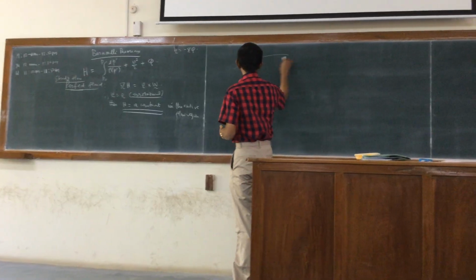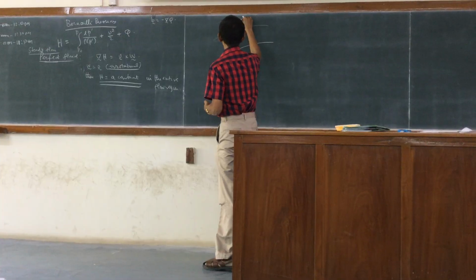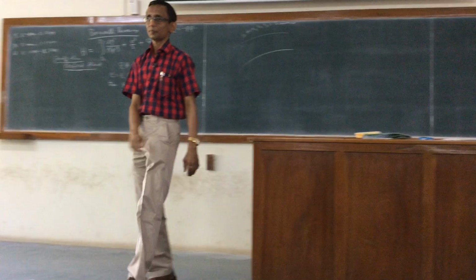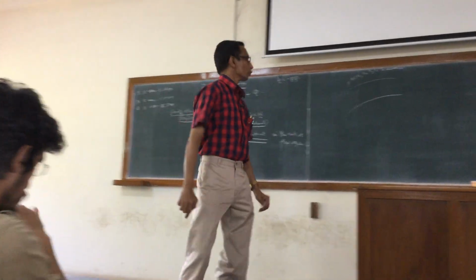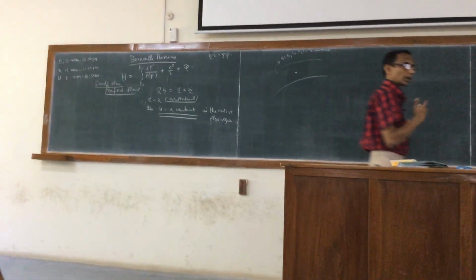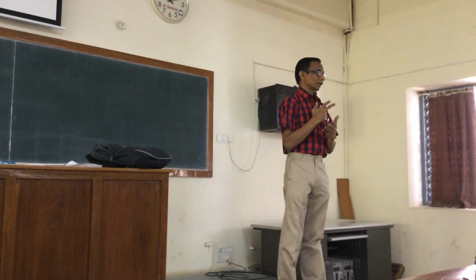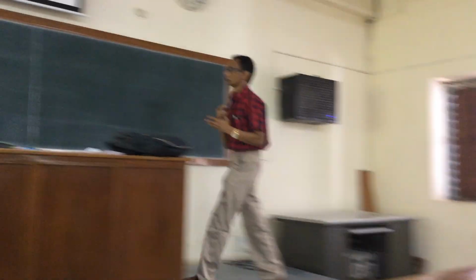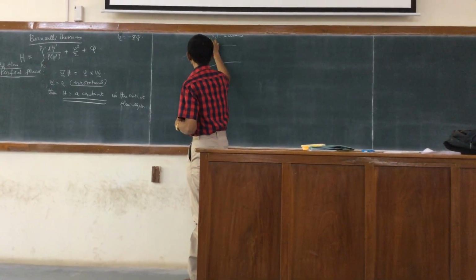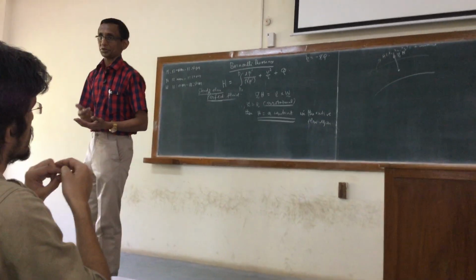Suppose I consider a surface given by H of x1, x2, x3 equal to a constant. Just considering a surface, forget about this equation. Now, for this surface, if I take any point, we have seen that the direction of the outward normal at a particular point would be given by the gradient of H.